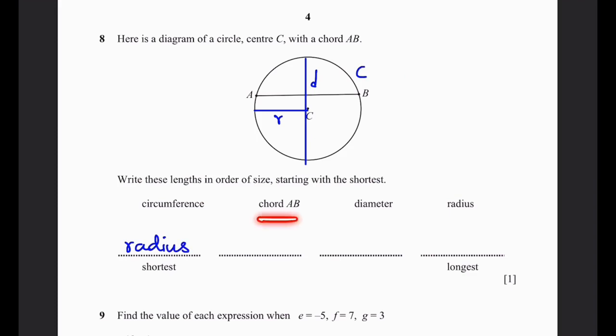After radius is chord AB, because it is shorter than a diameter and obviously shorter than the circumference. Next, diameter is the third shortest or the second longest, because it cannot match the length of the circumference. And this is the order, that's the answer.